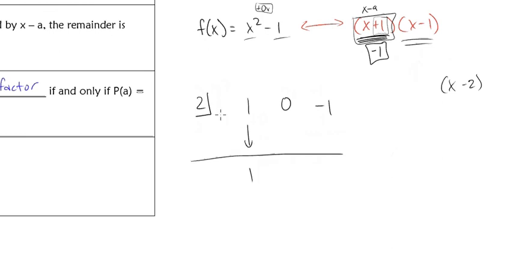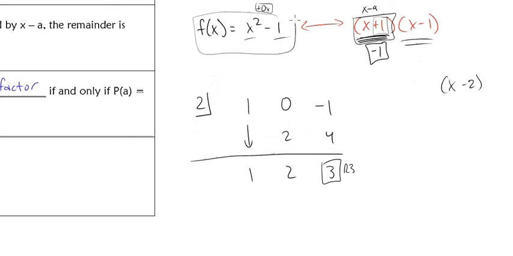So 1 comes on down. 2 times 1 is 2. 0 plus 2 is 2. 2 times 2 is 4. And negative 1 plus 4 is 3. So it did not go in evenly. We have a remainder of 3.